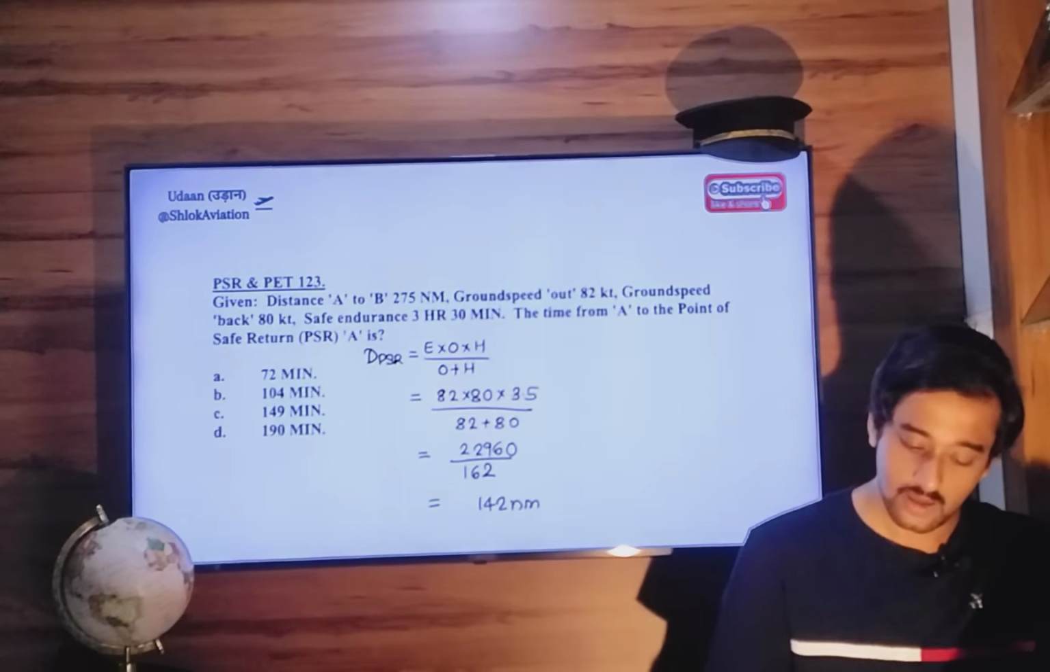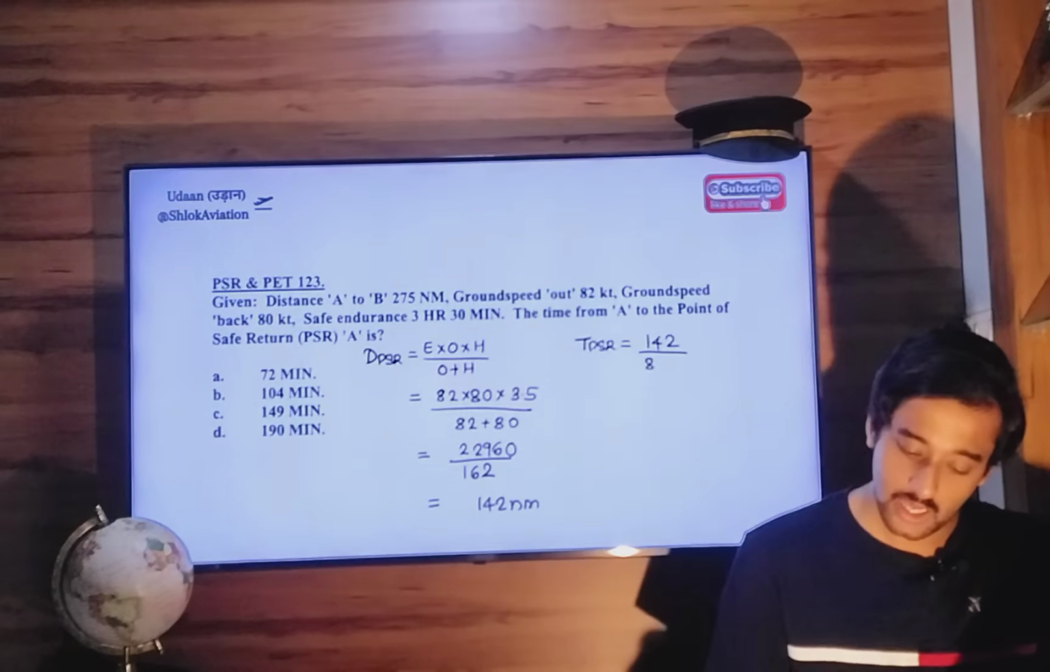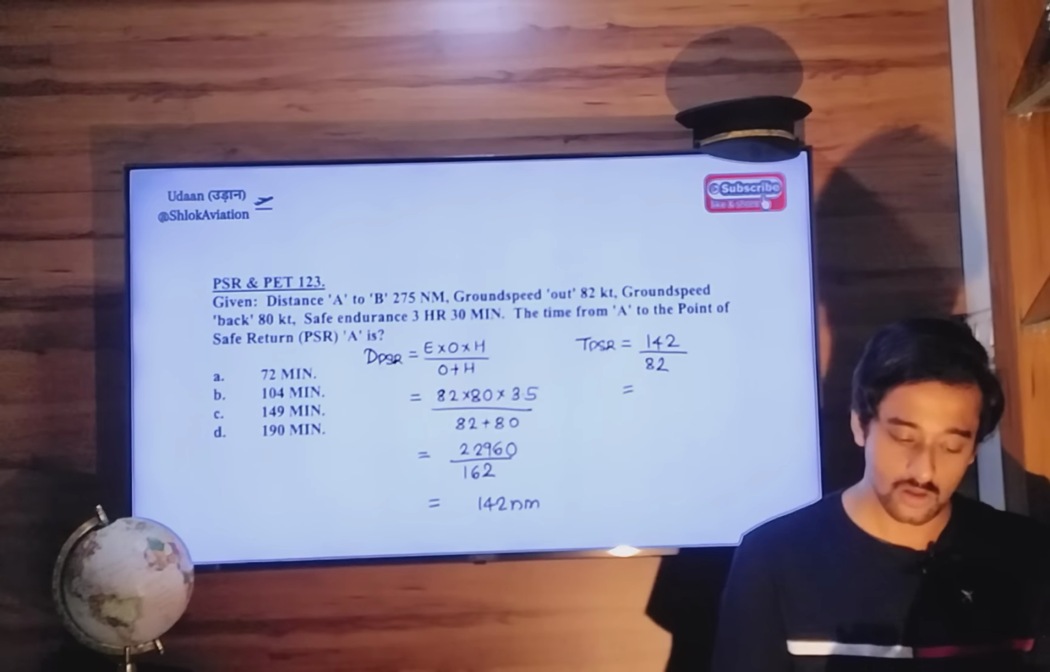Time to point of safe return is distance 142 divided by ground speed out 82. So 1 hour 43 minutes or 104 minutes. So option Bravo. Okay, 104 minutes.